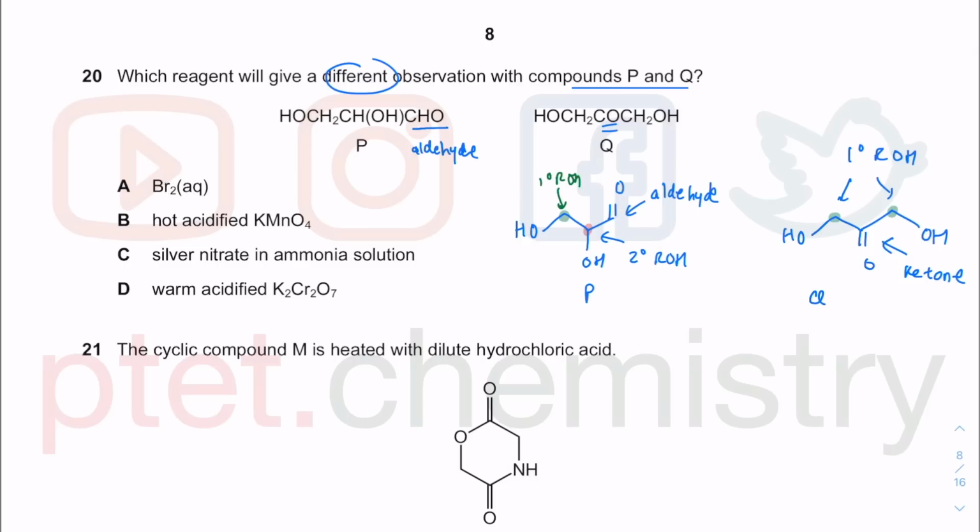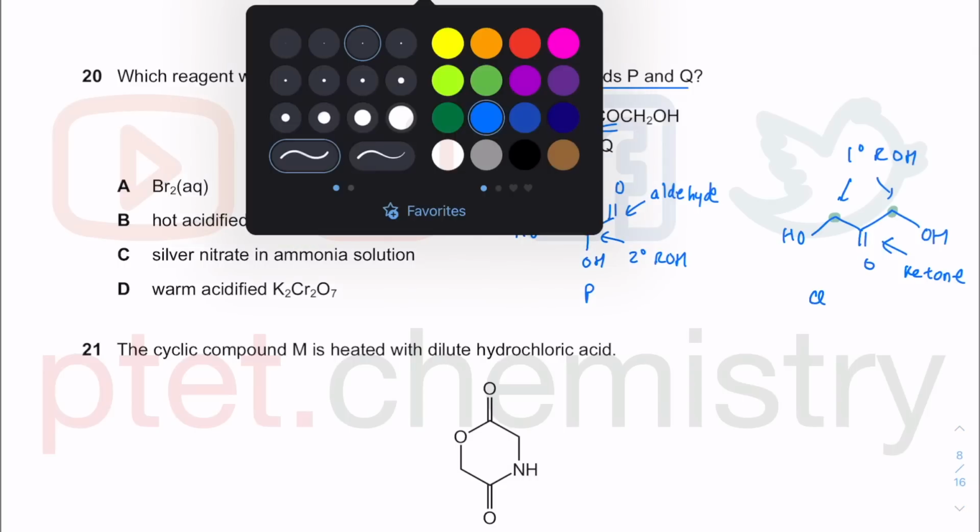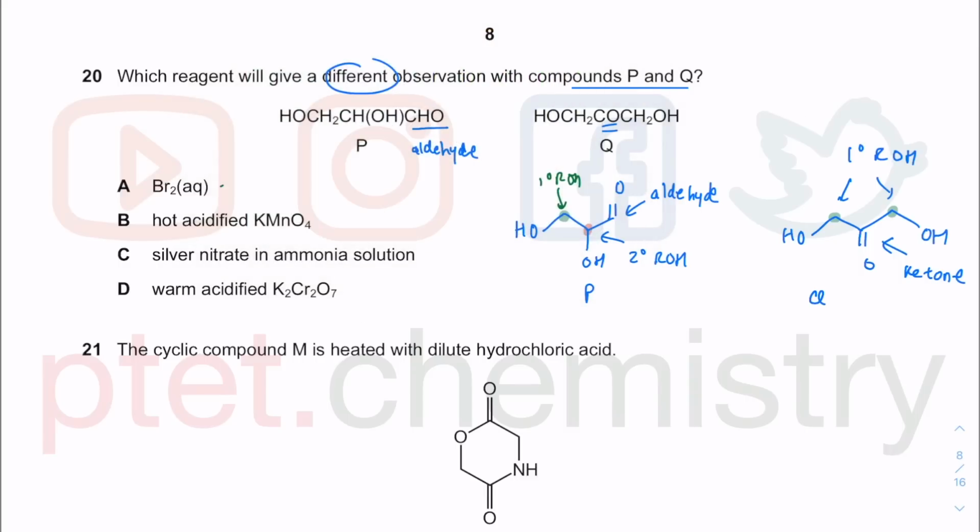In terms of bromine, let's think about bromine chemistry. Bromine will react with alkenes or alkynes, essentially unsaturated carbon, which we don't have, so both of them will be negative there. You don't get any reaction for option A because none of them contain an alkene.